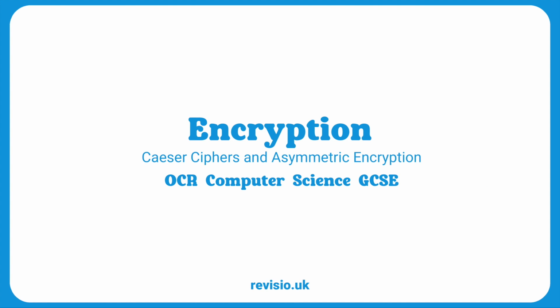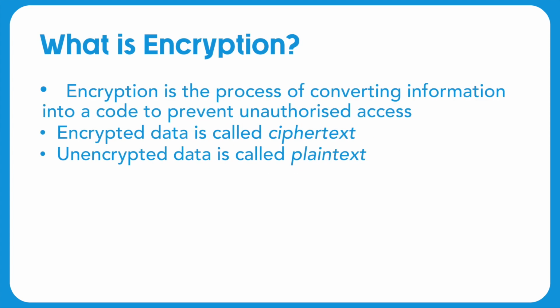In this video, we'll be exploring the use of encryption for storing data across network connections. So what is encryption? Encryption is the process of converting information into a code to prevent unauthorized access. It involves using algorithms to scramble the original data into an unreadable form. This scrambled data is known as ciphertext.